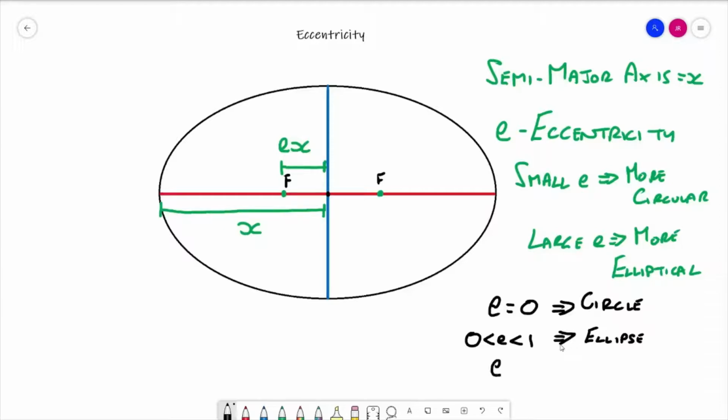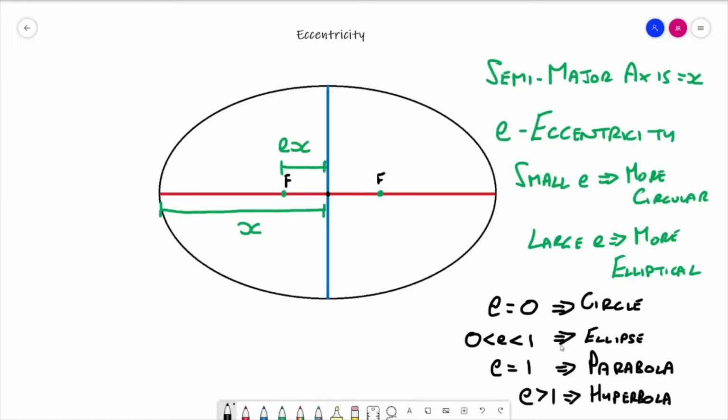Now, going a little bit further, and this is probably way beyond what we need to worry about today, but if e is equal to 1, we end up with a special case, and that's known as a parabola. And even if we get e to be greater than 1, that is known as a hyperbola.